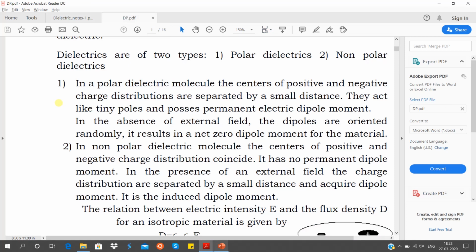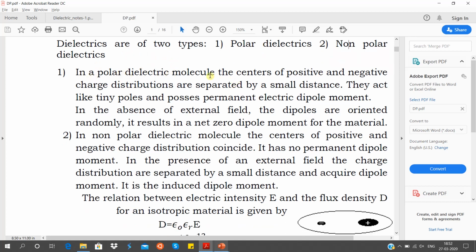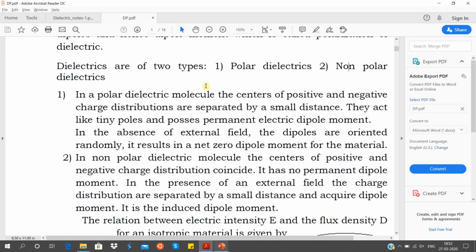In this session, we move on further with the unit of dielectrics. So we just go first into the classification of dielectrics. Dielectrics are basically classified as polar dielectrics or non-polar dielectrics. So what does it mean? A polar dielectric will always have the center of the positive and negative charges separated by a small distance. So if I consider two charges, positive and negative charges, then their centers will always be separated by some distance.